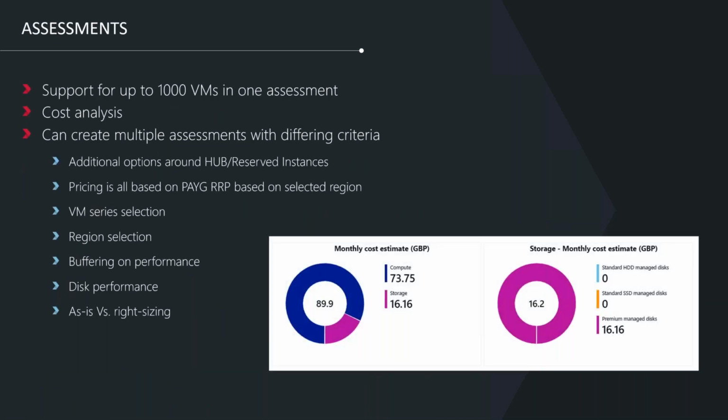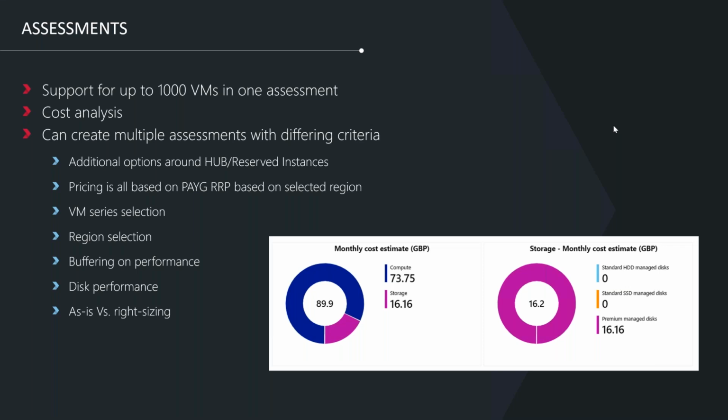So assessments support up to 1,000 VMs in one assessment. You can have multiple assessments with multiple different criteria if you really wanted to. You don't just have to have the one assessment running in Azure Migrate. And this basically can do a couple of things for you up front. One of the big things we find with customers is this is going to do a cost analysis. It's going to basically look at or scan your resources, and translate what that would be from a cost perspective into the running cost for those particular virtual machines. So it's going to give you upfront how much it would be to run that particular VM on that side of things.